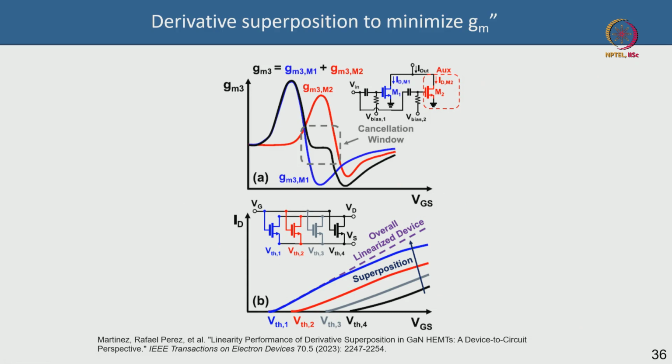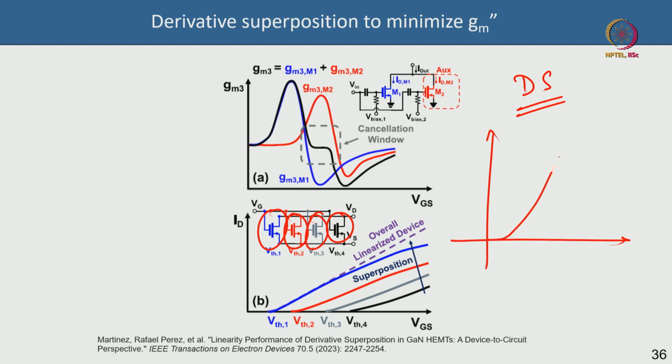So what people have done in this is, I will just simply explain what this is all about. There is something called a DS approach, a derivative superposition approach. So what people do is that they can use say 4 different transistors in parallel. These 4 different transistors have 4 different threshold voltages. So what I mean is that suppose I have one device whose threshold voltage is this, another device whose threshold voltage is this, another device whose threshold voltage is this, and another device whose threshold voltage is this.